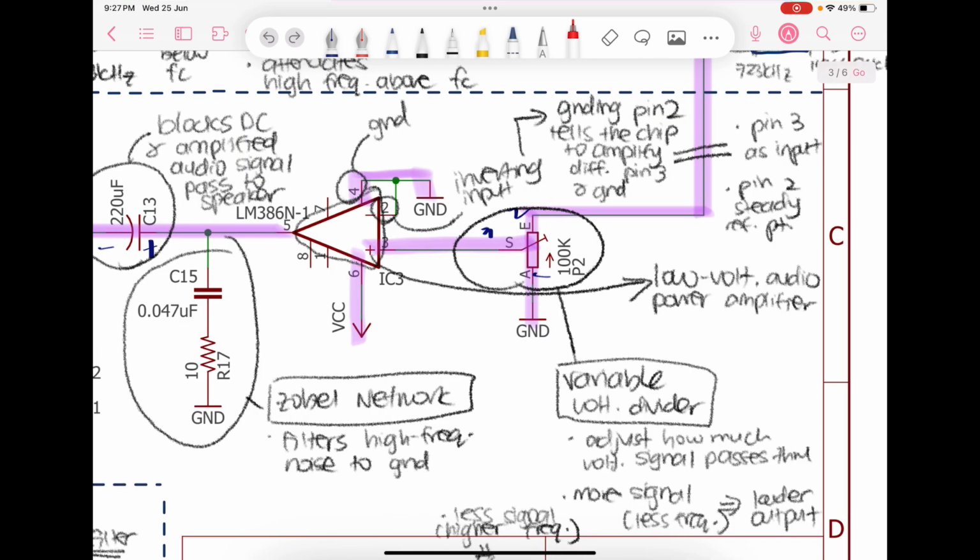So the signal passes through here and then it goes through the op amp. So the signal goes through the non-inverting input first and then to the inverting input. Now pin 4 is ground, so it should be grounded. However, the inverting input is also grounded. Now grounding pin 2 tells the chip to amplify the difference between pin 3 and ground. So pin 3 is the input and pin 2 is a steady reference point.